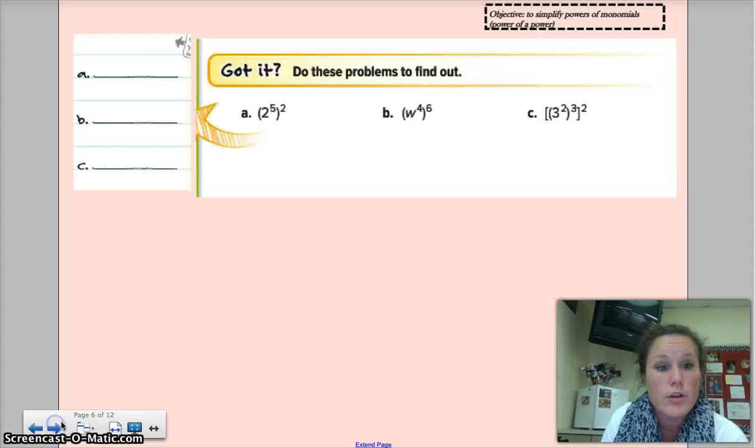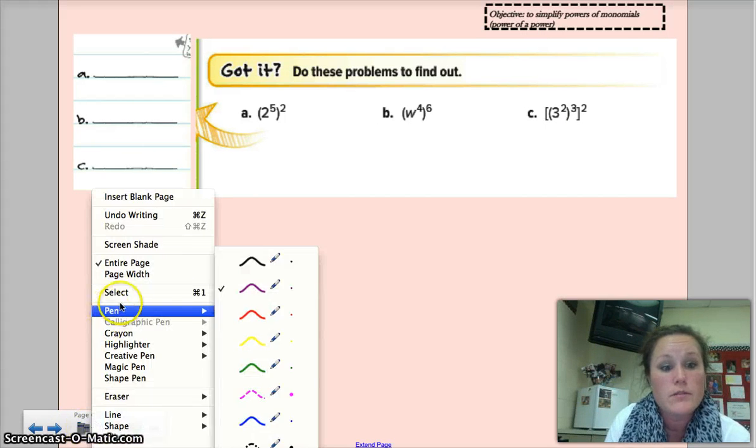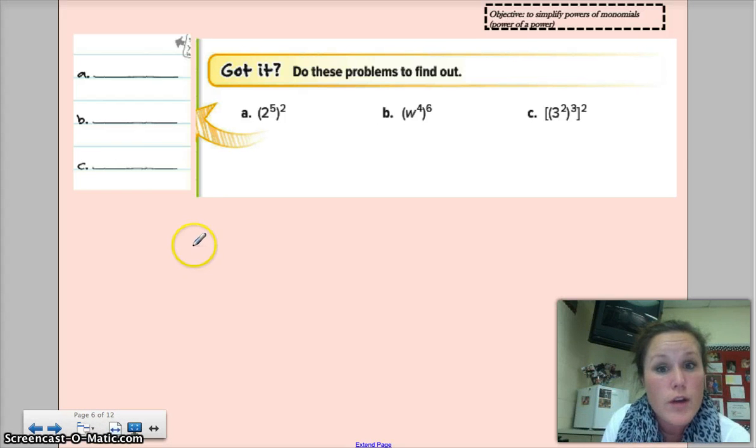Okay, let's try a few on your own. Remember, you're going to multiply the exponents. So go ahead, pause the video, try these 3 problems. I'll come back at you with the answers in just a second.